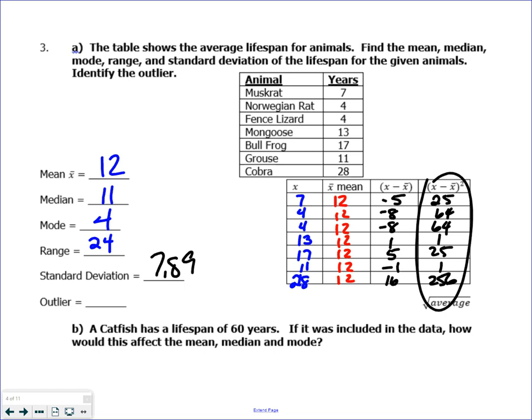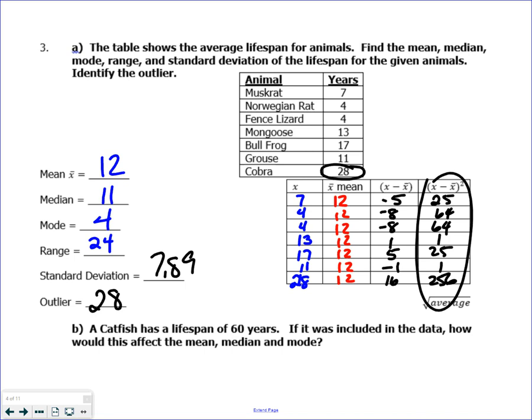The outlier, you'll notice that the lifespans all are around 7, 4, 13, 17, but this cobra is much higher than everybody else. And then let's talk about what if we even added something like a catfish. Catfish has a lifespan of about 60 years. So if it is included in this data, how would it affect the mean? How would it affect the median? And how would it affect the mode?